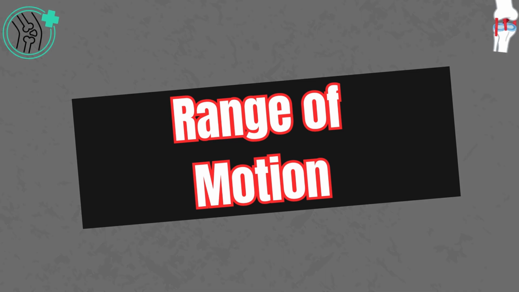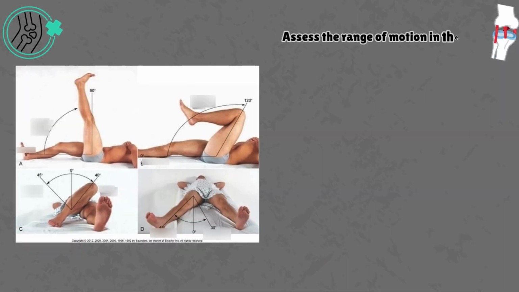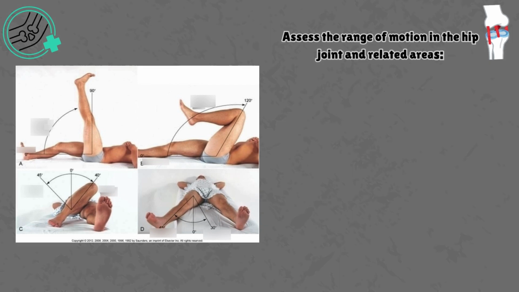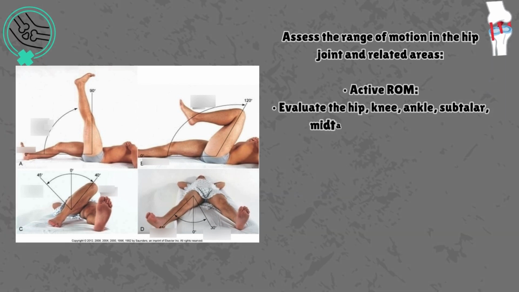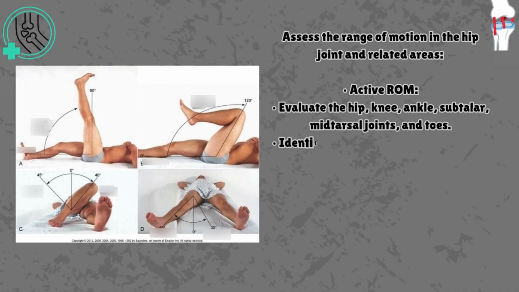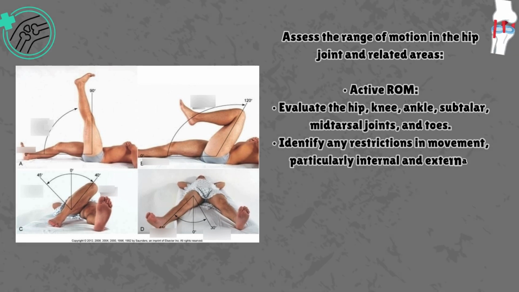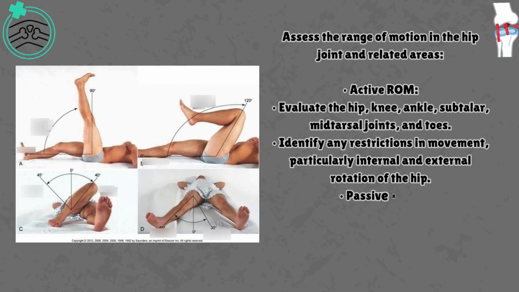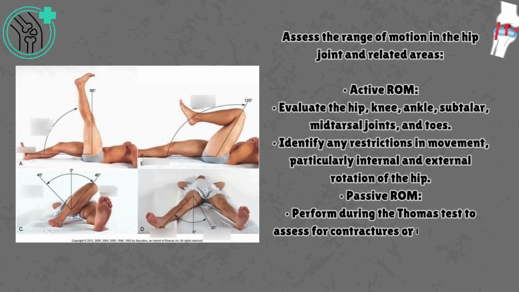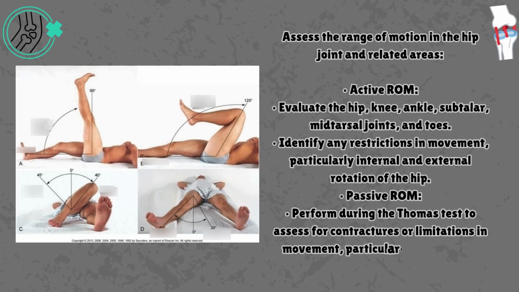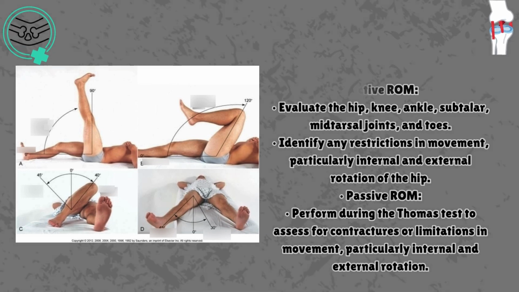6. Range of motion. Assess the range of motion in the hip joint and related areas. Active ROM. Evaluate the hip, knee, ankle, subtalar, mid-tarsal joints, and toes. Identify any restrictions in movement, particularly internal and external rotation of the hip. Passive ROM. Perform during the Thomas test to assess for contractures or limitations in movement, particularly internal and external rotation.